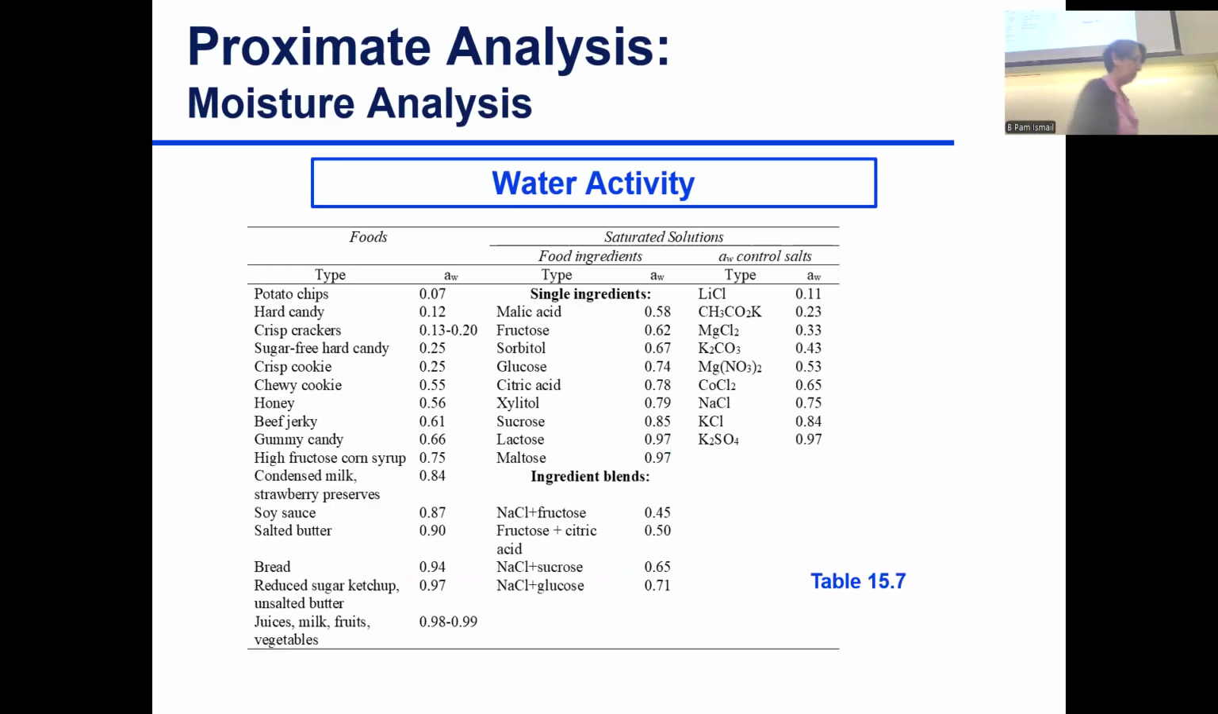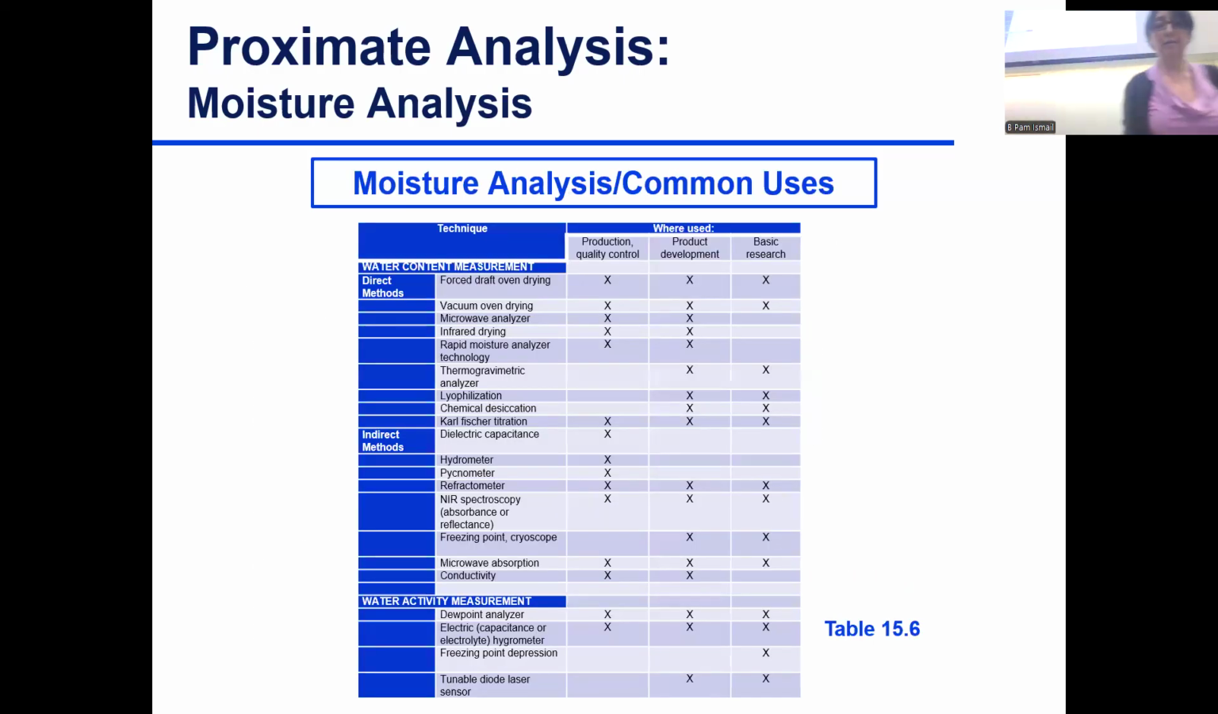This table here shows you the water activity, FYI, for different fluids. So if we look at honey, for example, it has a water activity of 0.56, right? Yep. So of course, you don't have to memorize any of that. It's just FYI. And this table actually is really good as it tells you different methods and when they are used: the direct method, the indirect method, and then the water activities, in case you want to give an example.